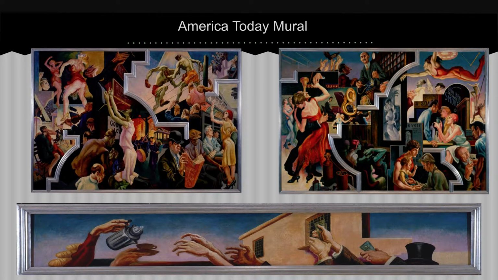This half of the America Today mural portrays the great nightlife that the rich people of New York were able to be a part of. It also shows their other activities like going to boxing matches, seeing circus shows, riding the subway, and going out to dinner. The bottom part shows hands reaching for food and money during the time of the Great Depression.